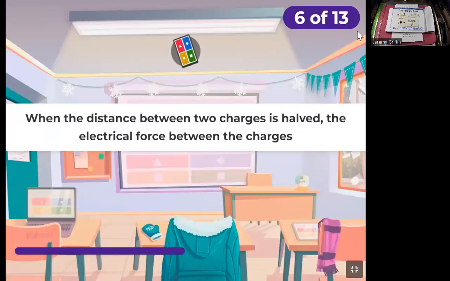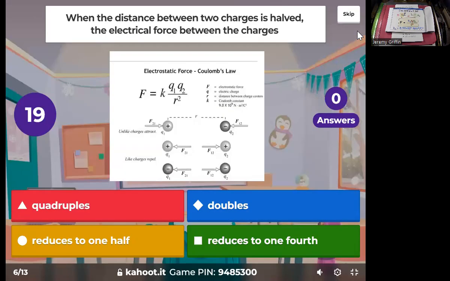When the distance between two charges is cut in half, what happens to the electrical force between those charges?